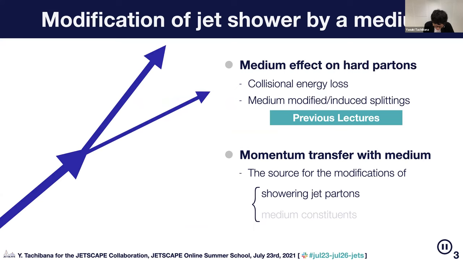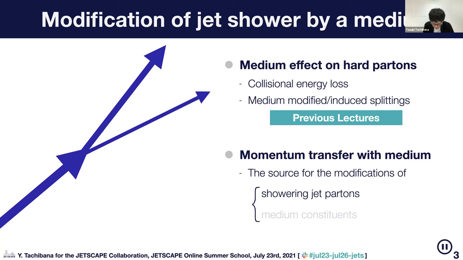Okay, so let me give an introduction. First, I'd like to briefly summarize the modification of the jet shower by a medium. It was already explained very well by Amit and Chanuk, but here I'd like to have a brief review. What I have here is a cartoon to explain the vacuum shower. Here I have a very fat, thick line, which means we have a very high virtuality. Due to this initially assigned virtuality, it can split into low virtuality particles. In the vacuum case, this splitting is driven solely by the initially assigned virtuality.